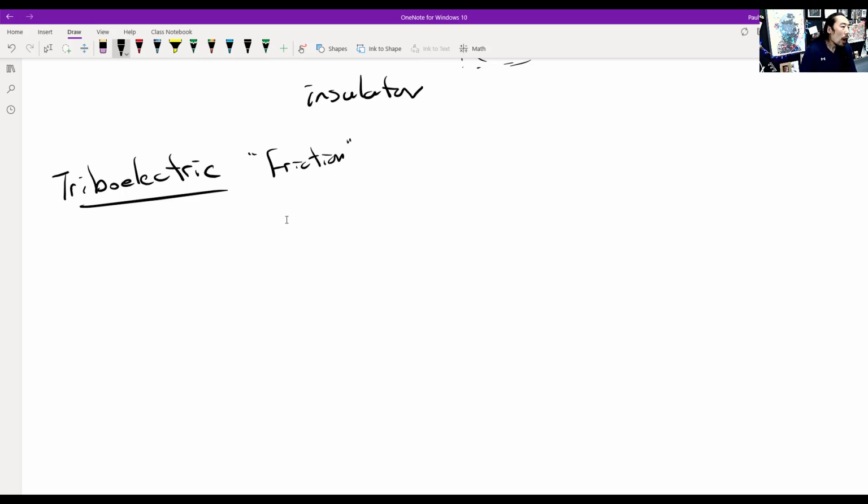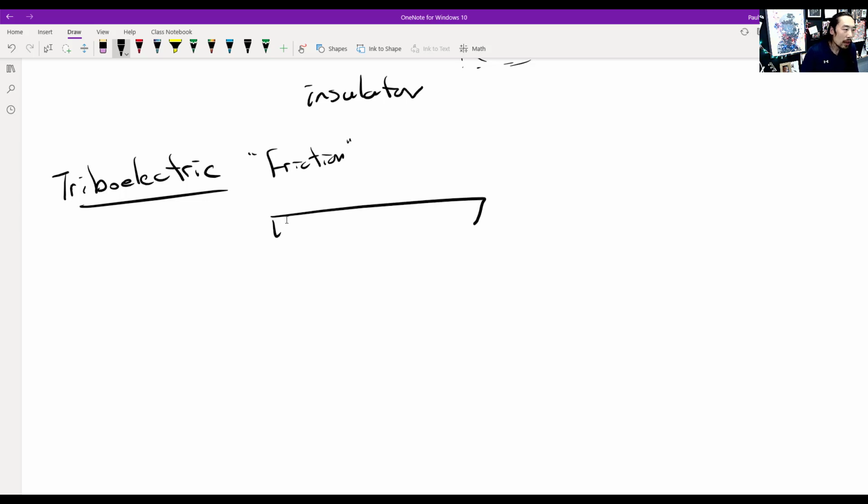Okay. Now, the way that you charge objects due to friction is just that: you get two objects and you rub them against each other. And so when that happens, some objects will lose negative charge, some objects will gain negative charge. Now, remember here, only the negative charges move.